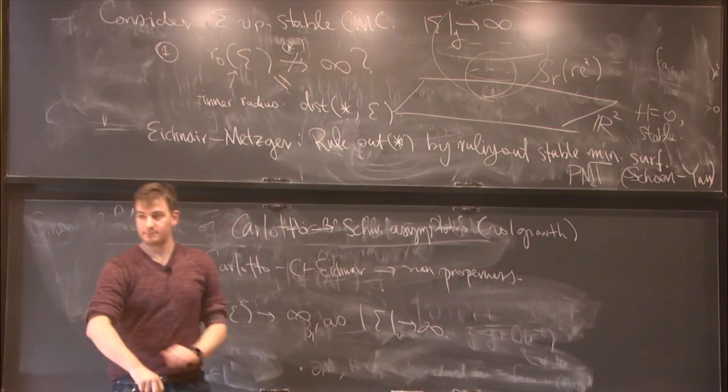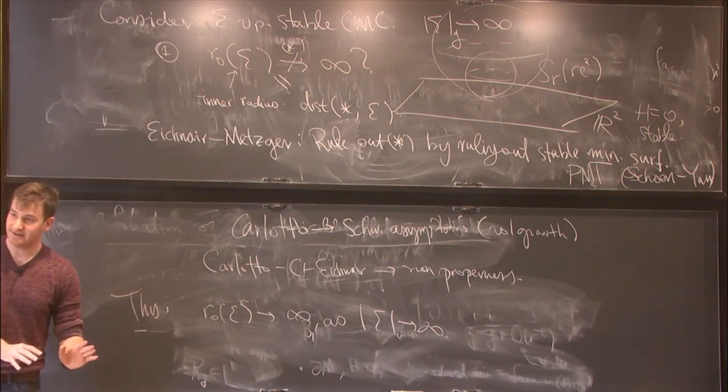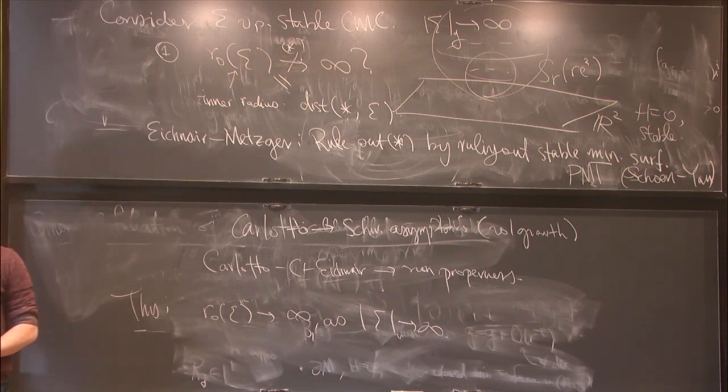So is the star allowed to go to minimal? No. Because otherwise you get a stable minimal surface in R3, and that's of course not a contradiction. So you can use that sort of idea to get some information about the surfaces, but that's not going to let you get a direct contradiction.